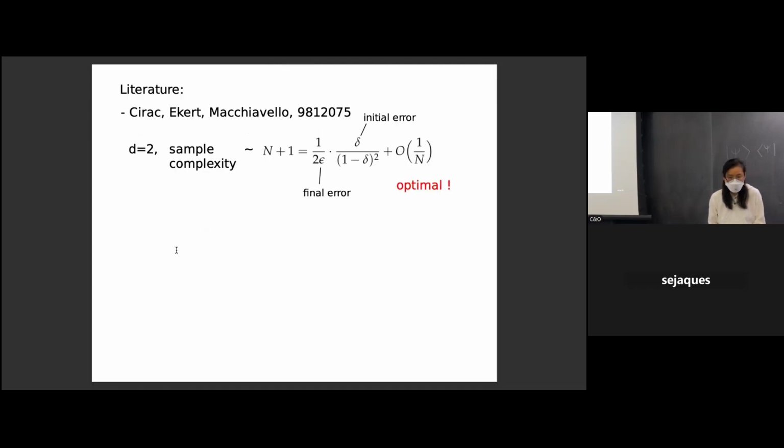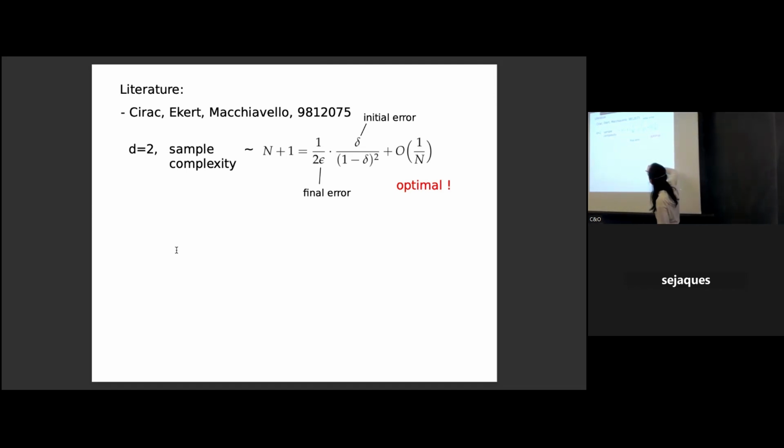In '98, for the case when the dimension is 2, so each state is two-dimensional, and you allow many copies, the complexity has been shown to be asymptotically optimal in the sense that when n is large, the O(1/n) term is not important. Then roughly speaking, you need 1 over 2 epsilon, and then over (1 minus delta) squared. So it is inversely proportional to the final error that you want to achieve. It's a very general function of epsilon.